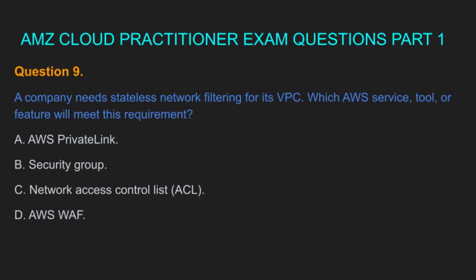Question 9. A company needs stateless network filtering for its VPC. Which AWS service, tool, or feature will meet this requirement? A. AWS PrivateLink. B. Security Group. C. Network Access Control List, ACL. D. AWS WAF. The answer is C. Network Access Control List, ACL. Which means that responses to allowed inbound traffic are subject to the rules for outbound traffic, and vice versa.